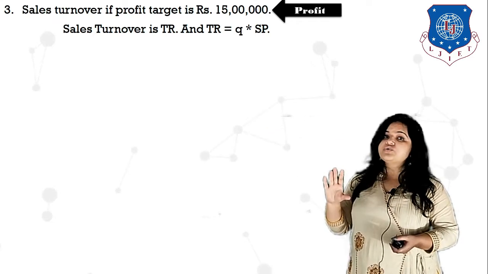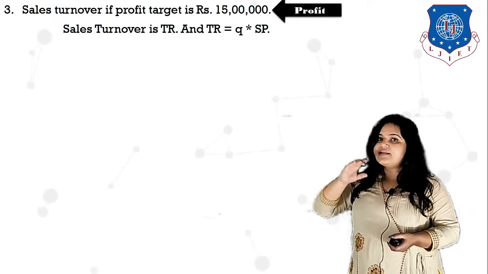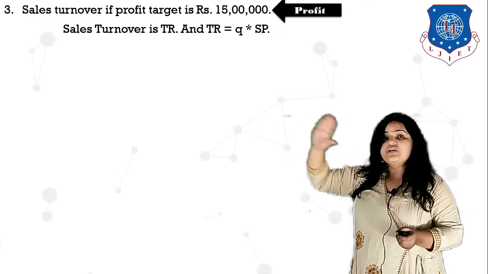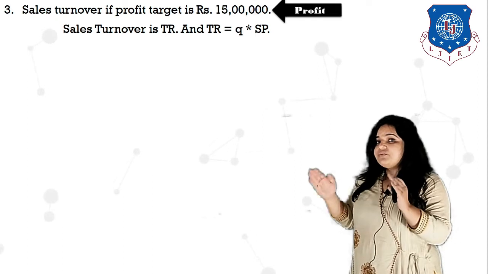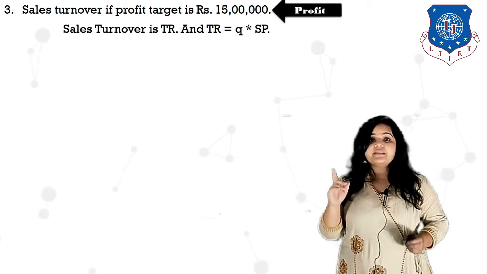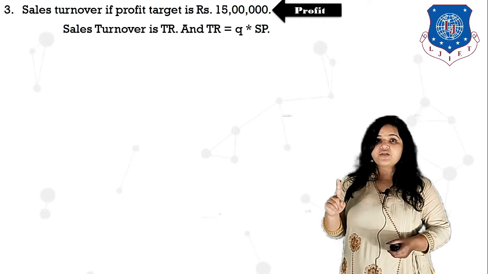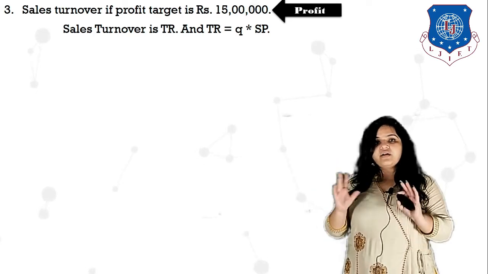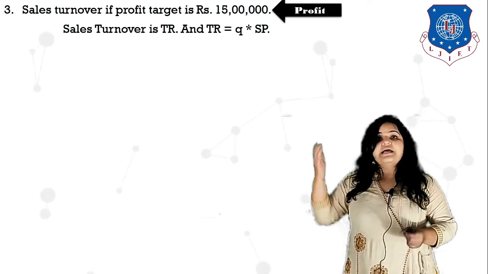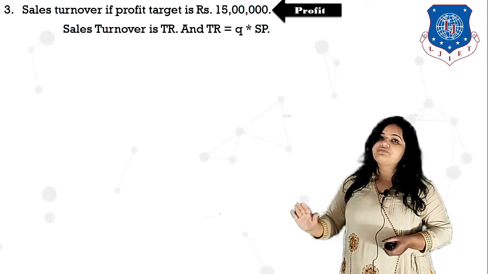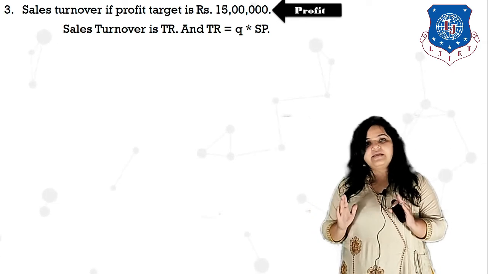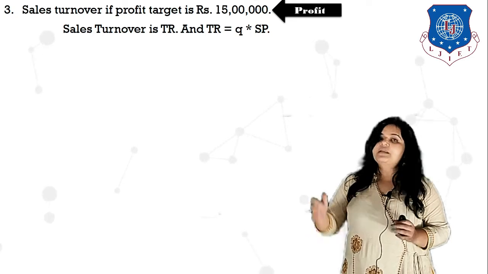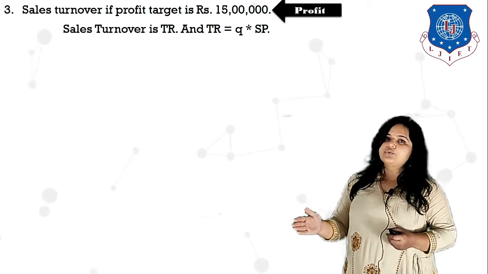Do not use the same Q when the question is changed and when the TR is changed or when the profit is changed, because each time the number of units would be different. In the first case, the number of units was for achieving break even. In the second case, the number of units for a turnover of 45 lakhs. Here, the number of units for a profit of 15 lakhs. Each time Q would be different. For each and every question, use a different Q.